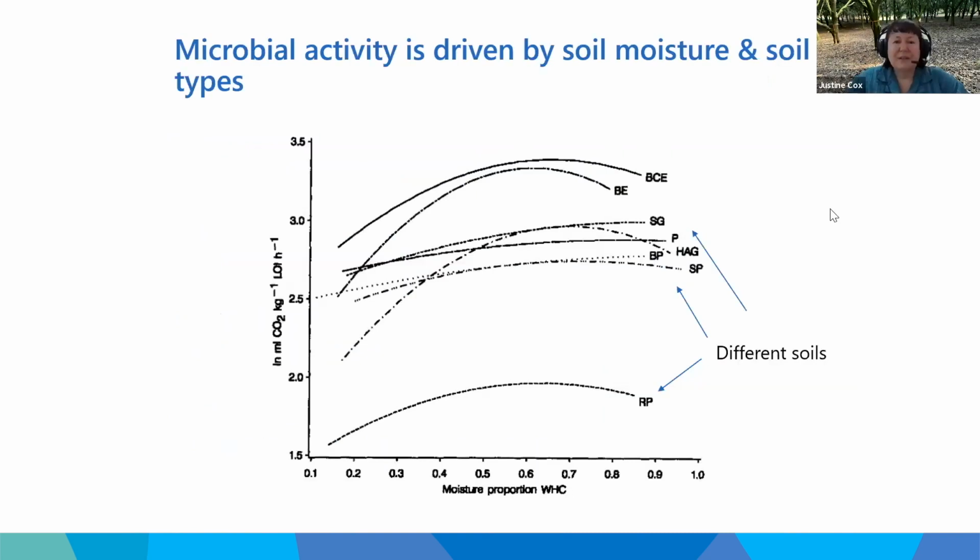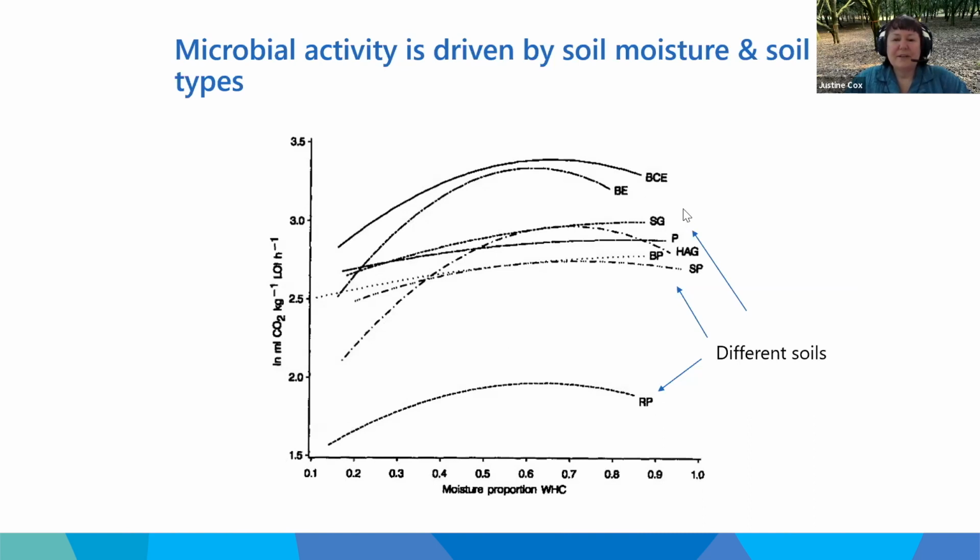So I'm just reinforcing that activity is really related to moisture and soil types. So on this graph, on the bottom axis is moisture as a proportion of water holding capacity. So here's 100%. And on the vertical axis is the amount of carbon dioxide that is captured, and that's respiration. So that's the organism breathing, which would give you a measure of how active they are. So the end on the left is dry and on the right is wet.